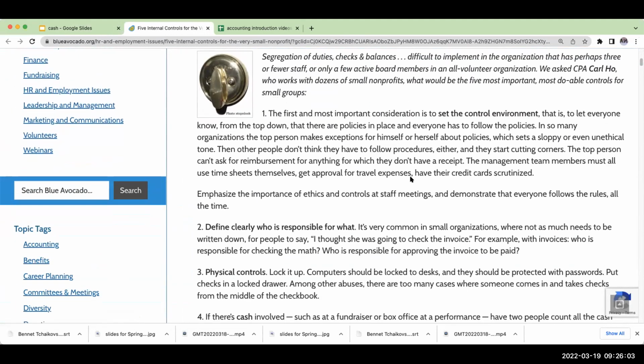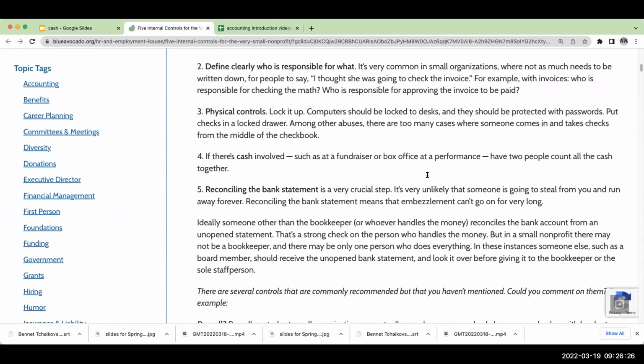What I love about this is the first step is to set the control environment. Let everybody know how important the control environment is, that you have to follow company procedures. If the CEO of the company is doing things and not following the procedures, then why should everybody else follow them? Another one is to define who is responsible for what role.